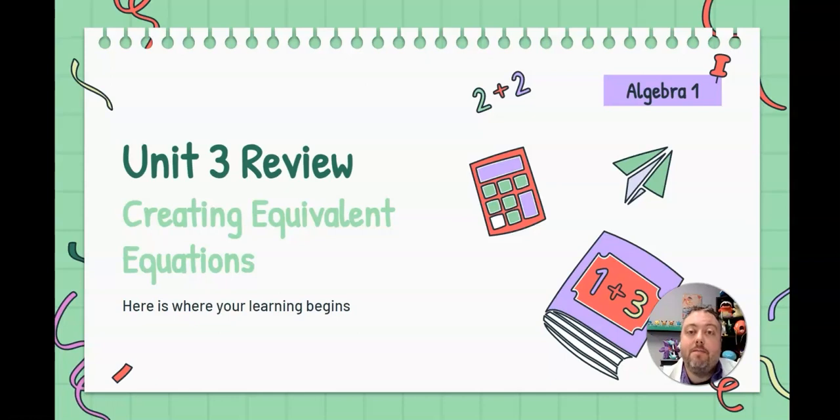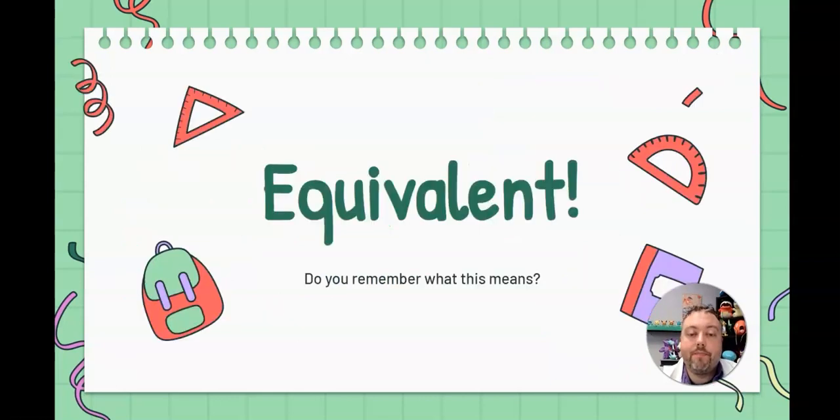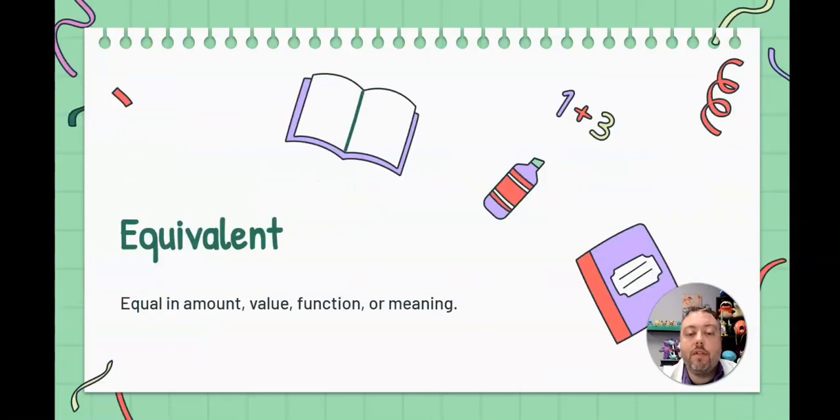Again, there is a method for solving systems of equations that's going to require you to be able to create your own equivalent equations. Just a reminder, same thing as our previous video. Equivalent means equal in amount, value, function, or meaning. Again, we're looking at that meaning part here as we're creating equivalent equations. Two equations that even though they have different numbers, they mean the same thing. That's what we're looking at here.